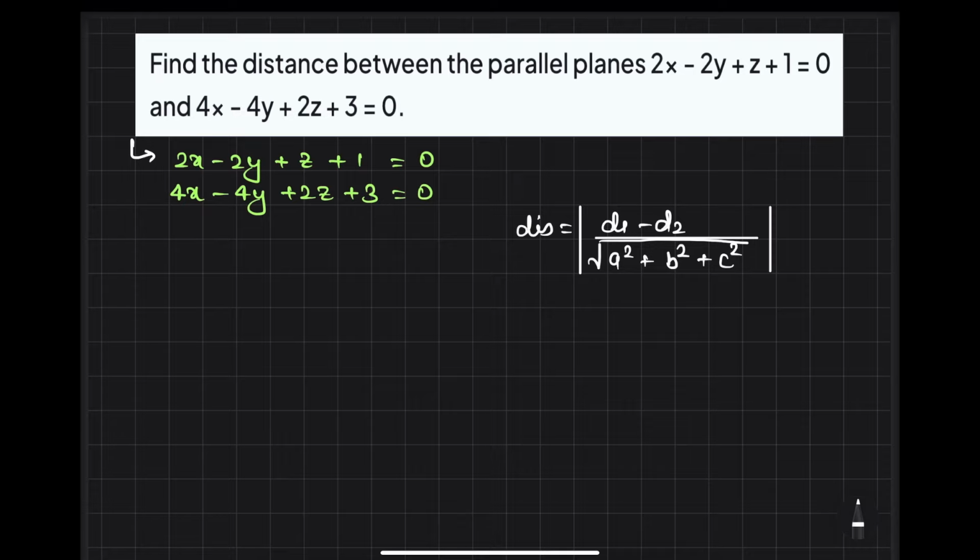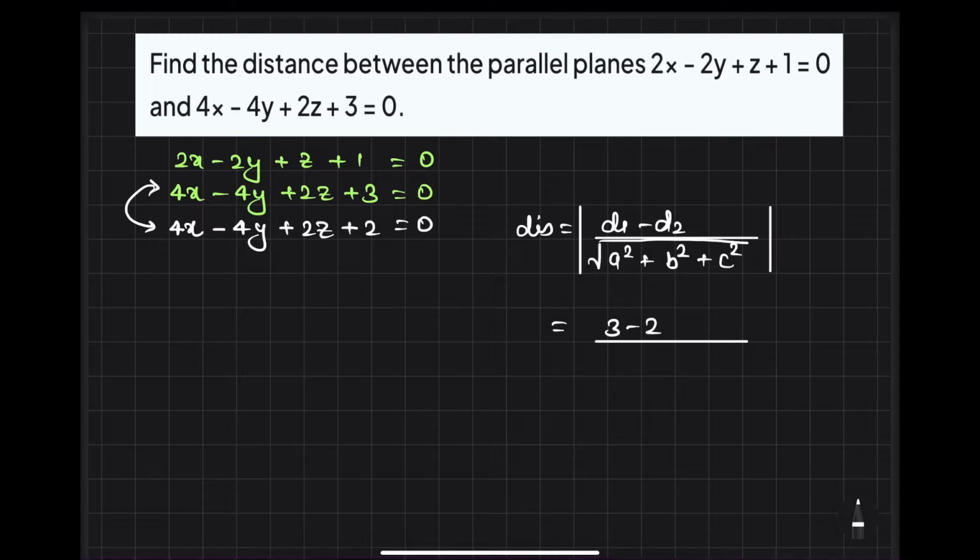So to make it comfortable, what you have to do first is get rid of this problem. Multiply equation 1 with 2. So it will become 4x minus 4y plus 2z plus 2 equals 0. So these are your planes. Now you need to find the distance between these two planes. So d1 is 3, d2 is 2.